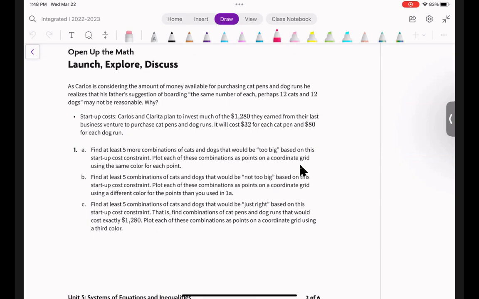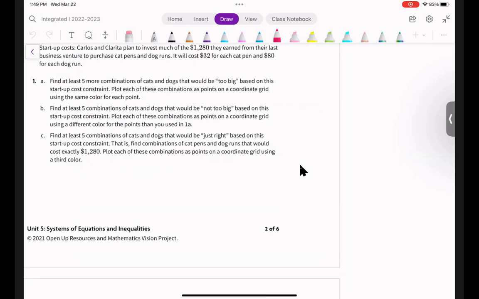The cat pen costs $32. The dog run costs $80. It says find at least 5 more combinations of cats and dogs that would be too big based on this startup constraint. Plot each of these combinations as points on a coordinate grid using the same color for each point. So we're going to be doing that.